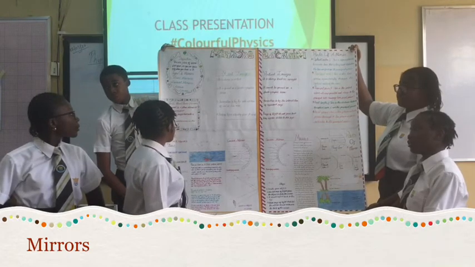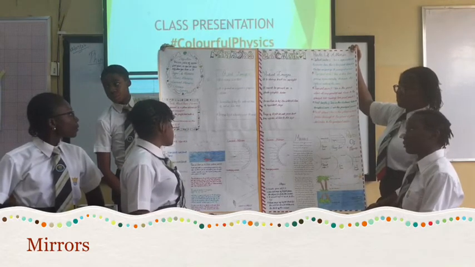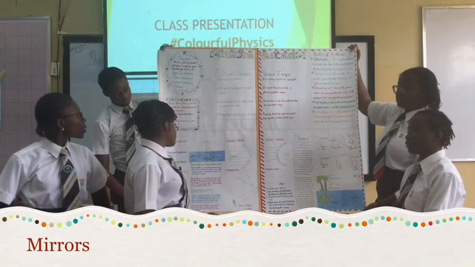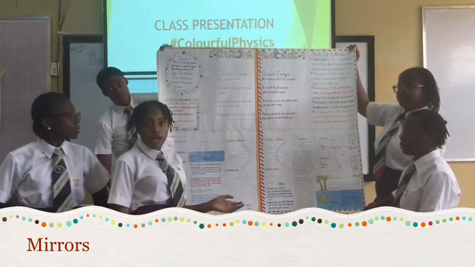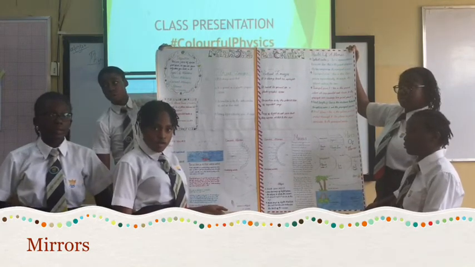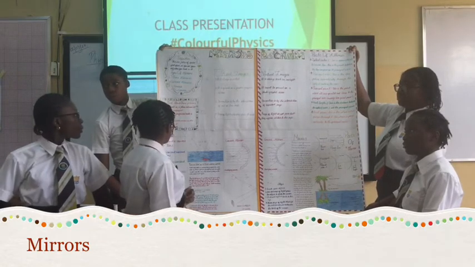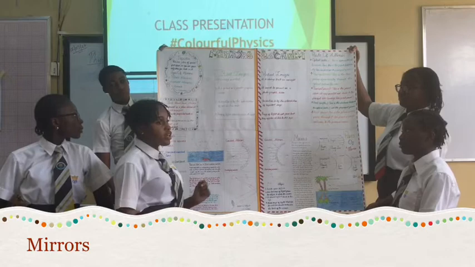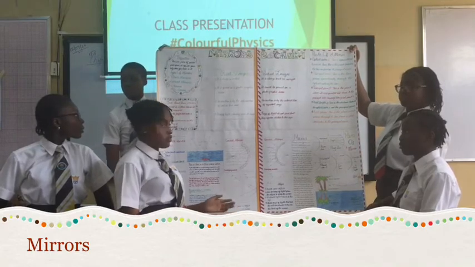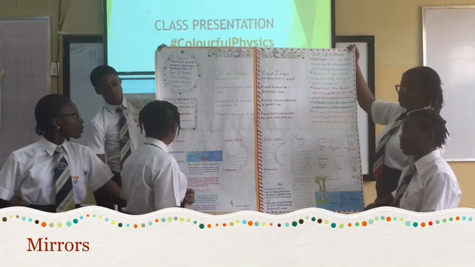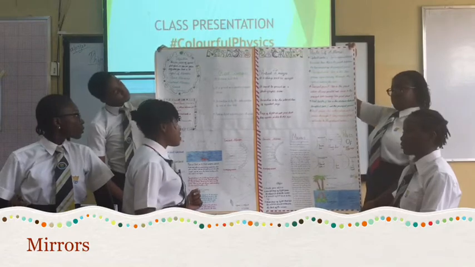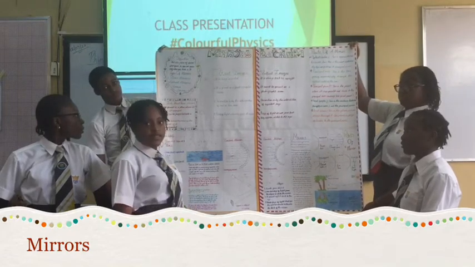Key facts about plane mirrors. The image formed in a plane mirror is erect and not magnified. It is just the same size as you are. It is virtual, so it cannot be projected onto a screen, but you can clearly see yourself in the mirror. It forms as far behind the mirror as the object is in front of it, and it is laterally inverted.